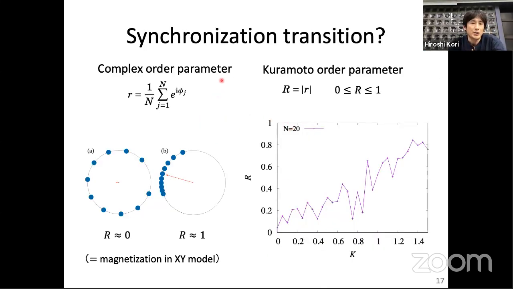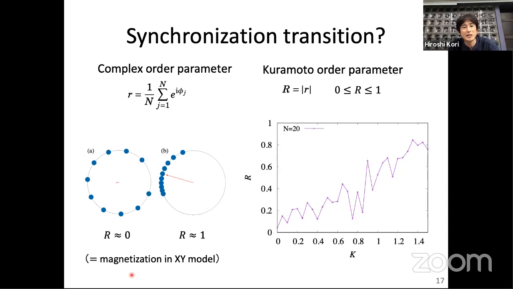We can look at this transition by observing the order parameter. In the study of synchronization, we usually use this complex order parameter R, also called the Kuramoto order parameter, this capital R. So R is a kind of center of mass in the complex plane. So on the unit circle on the complex plane, you place the oscillators, and this red line is from the origin to the center of mass, and the length of this vector is the Kuramoto order parameter.